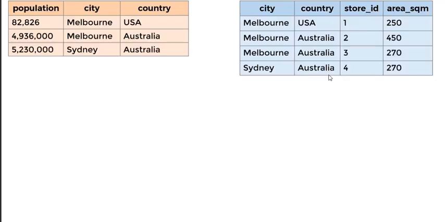Okay, let's get started. Here one table is cities, one is stores. That's an example. We have a table of cities and a table of stores. In the cities table we have the population of each city, the name of each city and the country. Population, city, country. Note that we have two Melbournes: Melbourne in the USA and Melbourne in Australia.